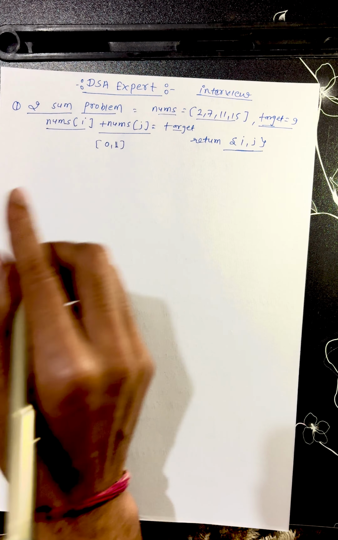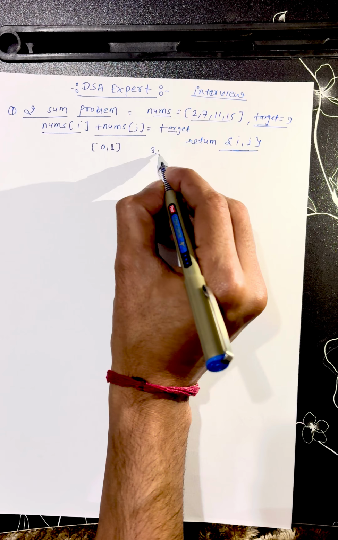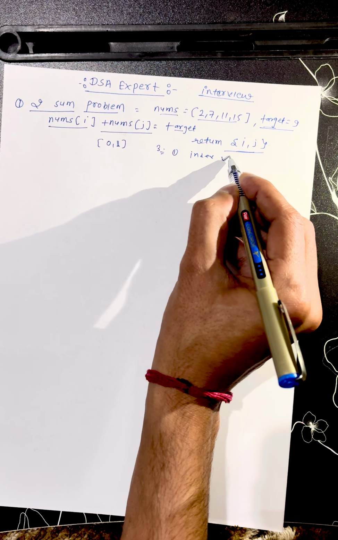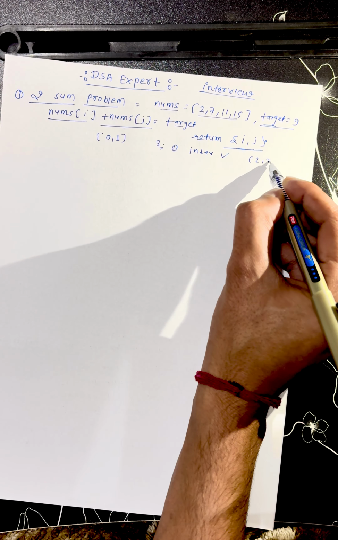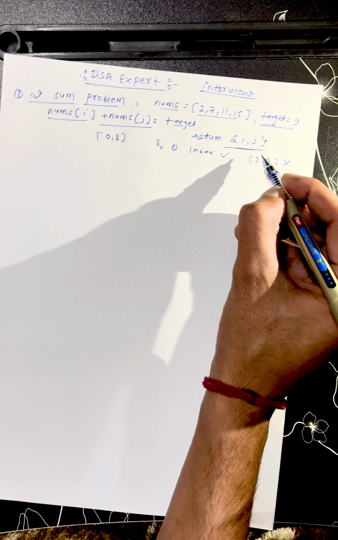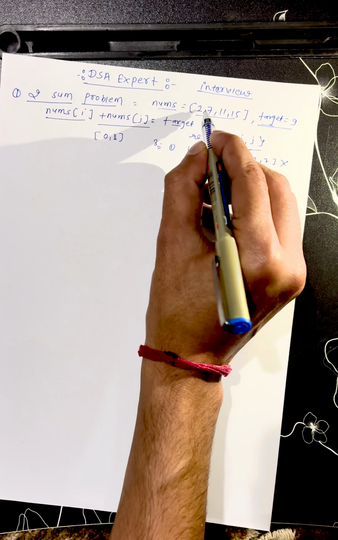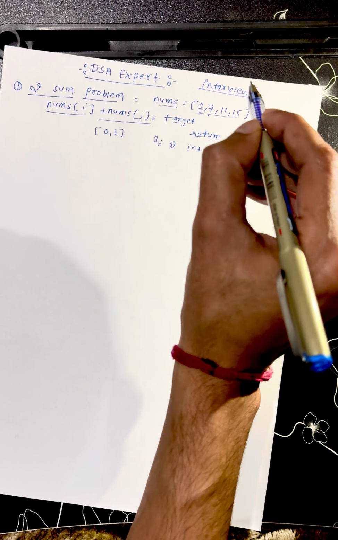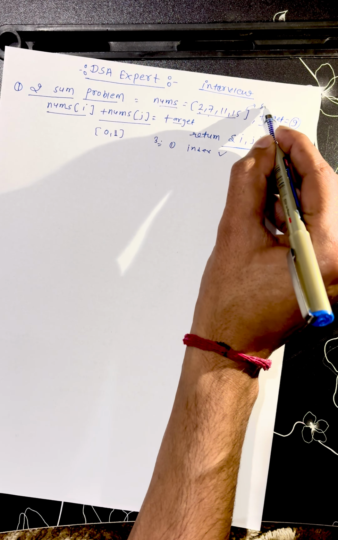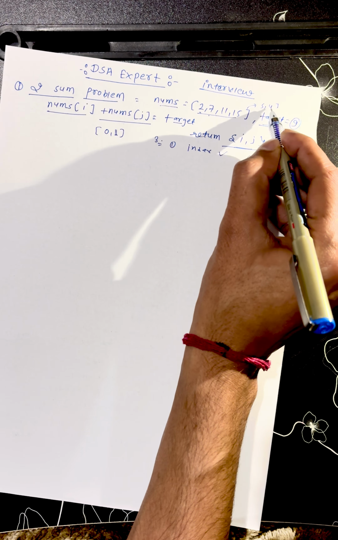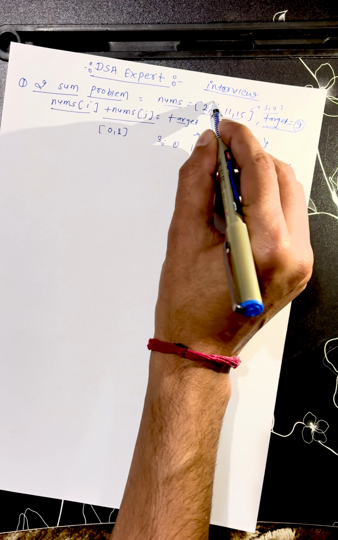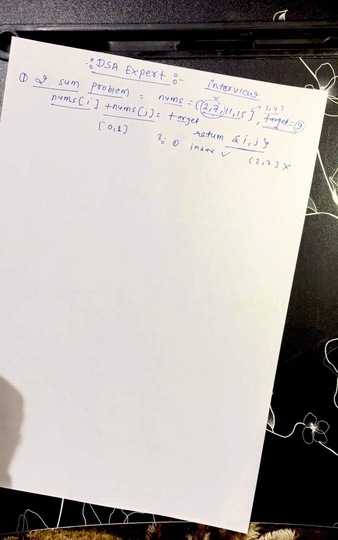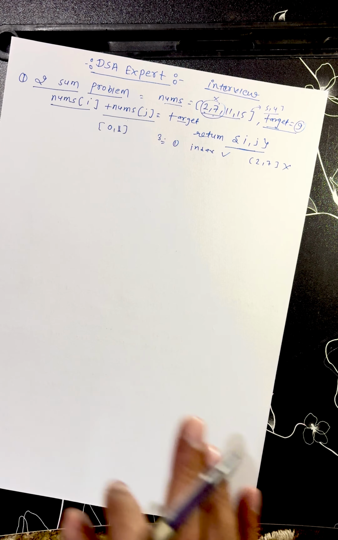Three important points I am explaining here. The first one is we need to return the index, not the value. Don't return 2, 7, that is incorrect. Second, we have only one valid pair. We have 2, 7, which is equal to 9. We will not find any other elements like 4, 5 that equal the target, because we already have one pair. If 4, 5 is there, 2, 7 will not be there in this array.